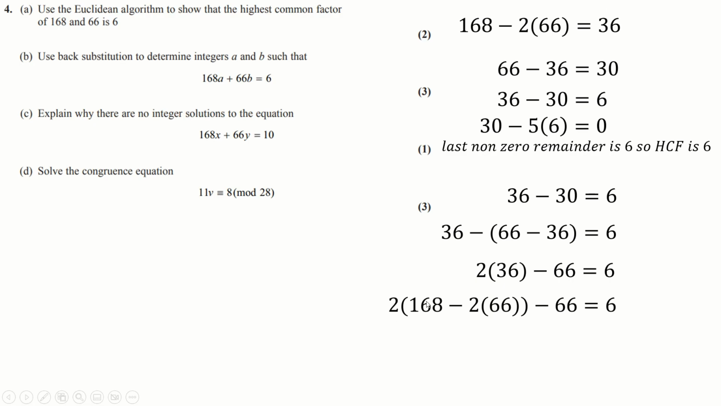So this is 2 copies of 168 minus 5 copies of 66. You can obviously always check that in the calculator to make sure you got it right, but we have that A is 2 and B is minus 5.